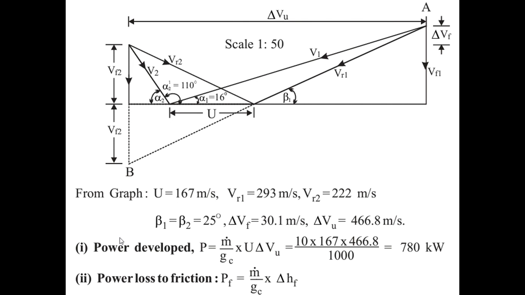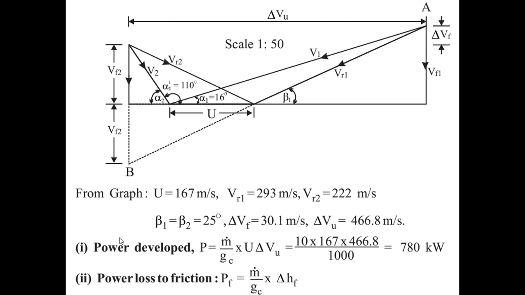Yes, sir. Until now, we have drawn only three lines. One line is the horizontal line. Second line is V1, 450 meter per second with alpha 1 16 degrees. And we have dropped a vertical line from A to this bottom line. That completes three lines. After these three lines, this is very interesting.